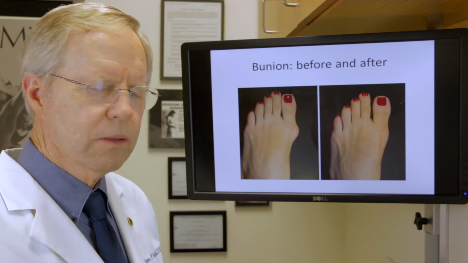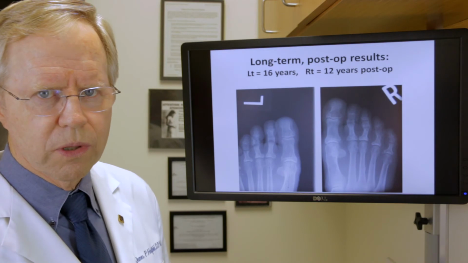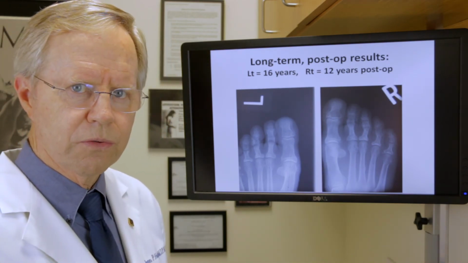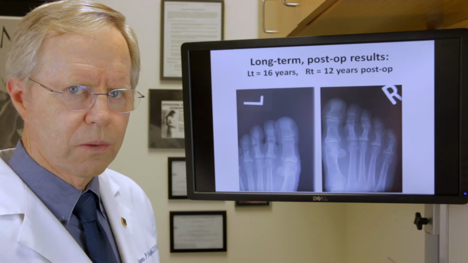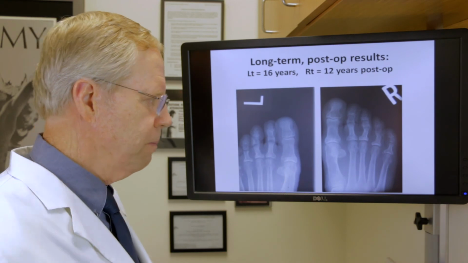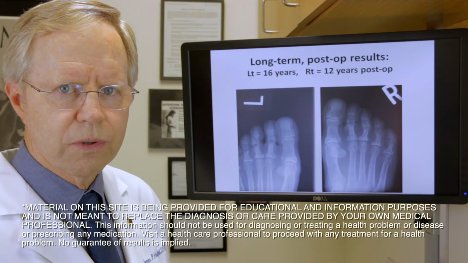Now, what can we expect as far as the long-term results? Here we have a patient who had surgery back in 1981, so we've been doing these for a while. This is my longest follow-up on a bunion case. This person came back to see me on the right foot at 12 years post-op. As you can see, the big toe and the first metatarsal are still lined up very nicely with the second metatarsal and the second toe. She came back at 16 years post-op on the left foot, and you can see that foot's lined up very nicely too. So we've got quite a few of these under our belt.